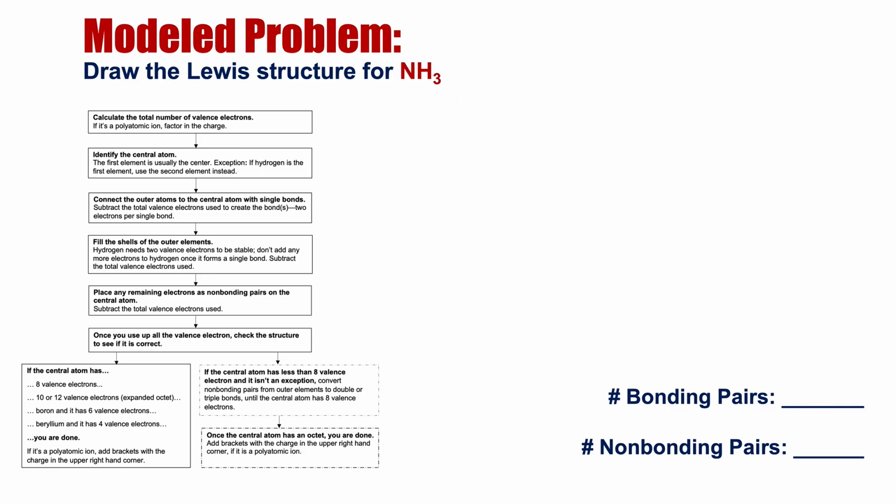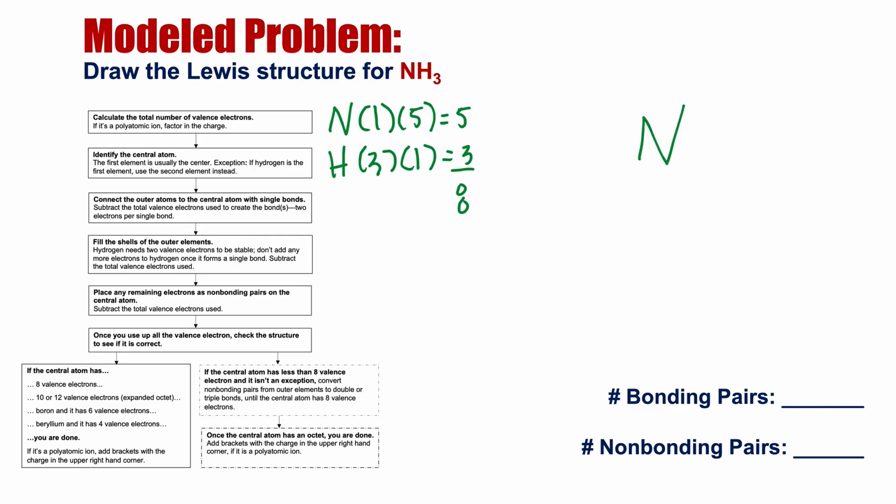All right, next example is NH3. So I'm going through and doing that inventory. What I figure out is that there's 8 valence electrons total. I'm going to place nitrogen in the center. It's the first thing in the formula, so that's generally going to be the central atom. I place the hydrogens around it, and I'm connecting each of those outer elements to the central one using single bonds that use up 2 electrons each. So 2, 4, 6, I used up 6 of my electrons, and I have 2 left over.